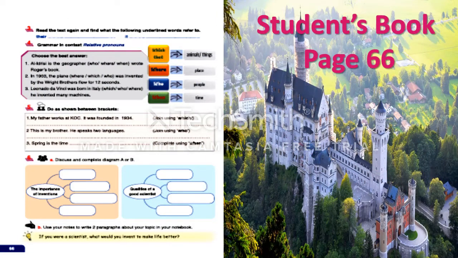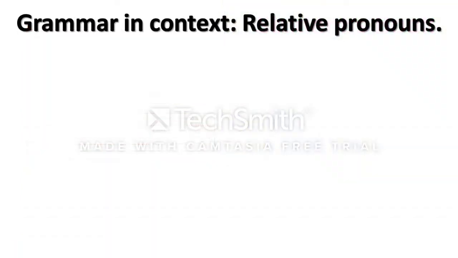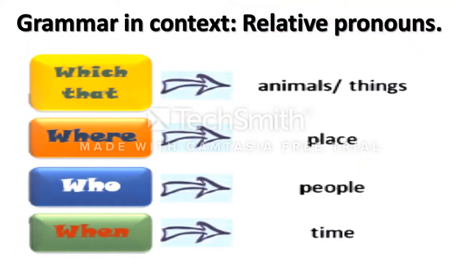Students' book, page 66. Grammar and context. Relative pronouns. We have relative pronouns which, that, where, who, when. We can use which and that for animals and things.